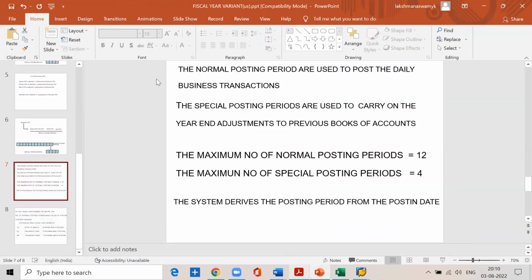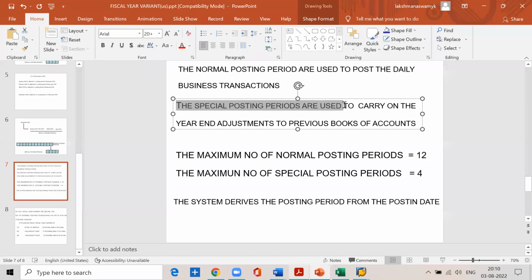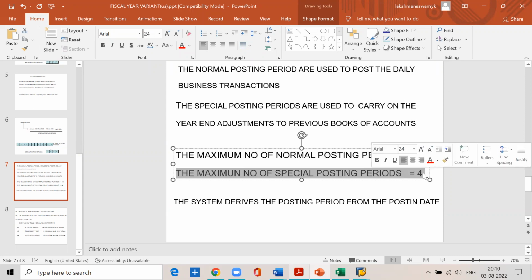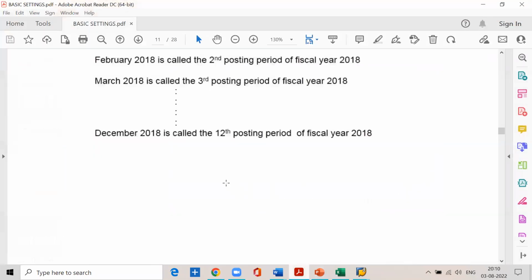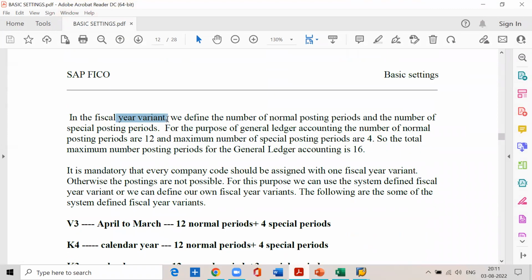So the normal periods are used to post the daily business transactions. The special periods are used to carry on the year-end adjustments to the previous books of accounts. The maximum number of normal posting periods is 12, and the maximum number of special posting periods is 4, right? See, in the fiscal year variant, we define the number of normal posting periods and the number of special posting periods. That's why it is called variant.